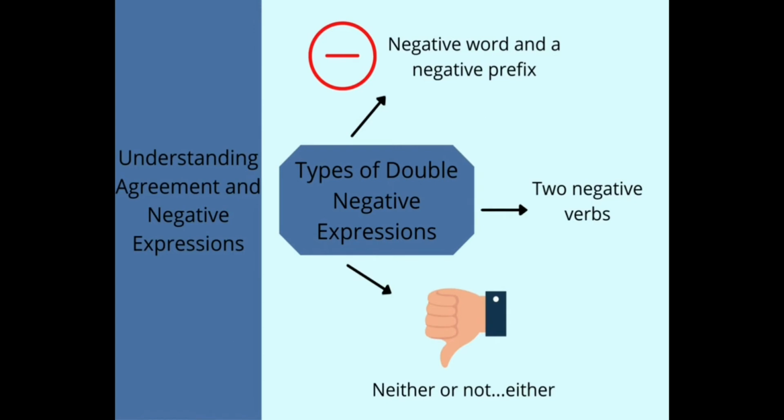Types of double negative expressions. There are three types. First is negative word and negative prefix. The example negative words are not, no, no one. Second is two negative verbs, and then neither or not, either.